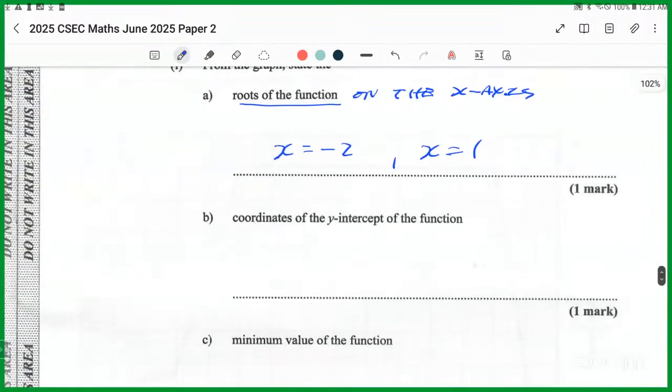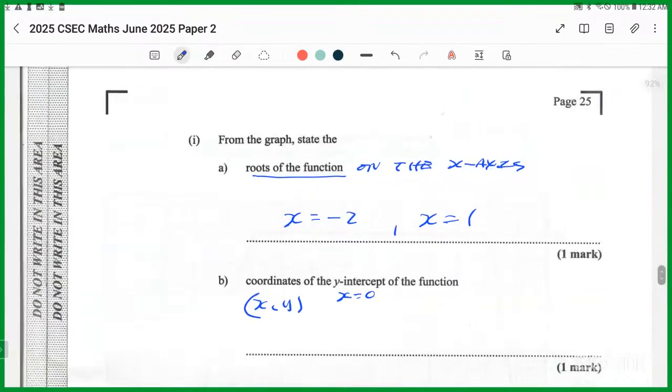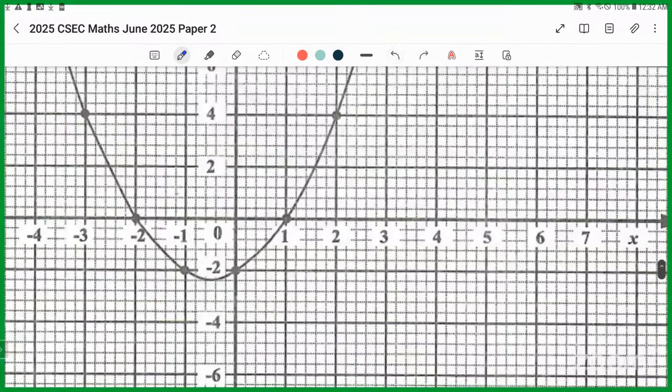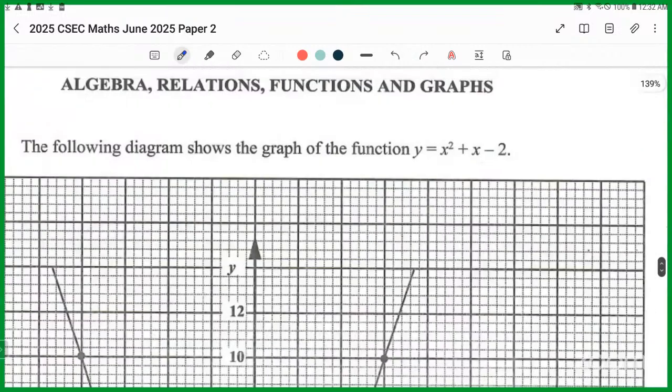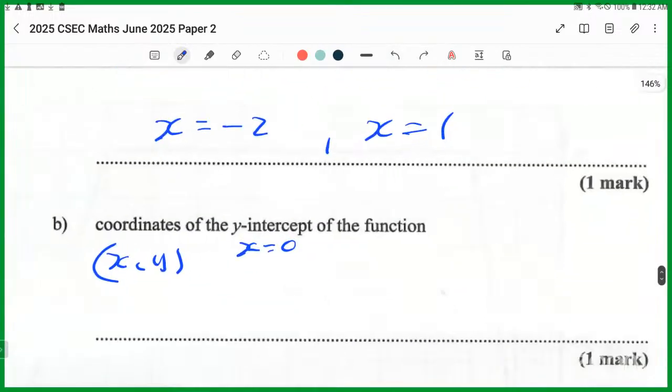Next one. The coordinates of the y-axis intercept. We have to give the x and the y value. That's on the y-axis. On the y-axis, x is equal to 0. So it's 0 and something where the graph crosses the y-axis. This looks like -2. It also corresponds to the c value of the function. We can use the function to double check, right? So it's 0, -2. This is 0, -2 is the answer for this one. This question was very nice and easy.